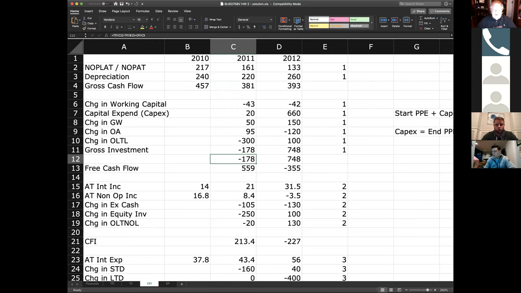So the whole point is I made 381 of cash running my business. I didn't really put much back into it, and I funded it by basically having a bunch of IOUs to my vendors. So theoretically, this period, I could pay 559. Now, eventually, I'm going to have to pay these vendors, but technically, this period, I have 559 available to be distributed. Now, changes in 2012, because in 2012, I made 393, but I spent a whole bunch of CapEx.